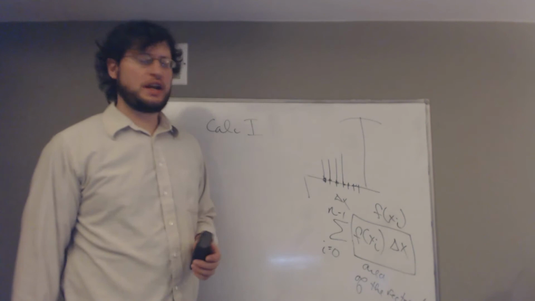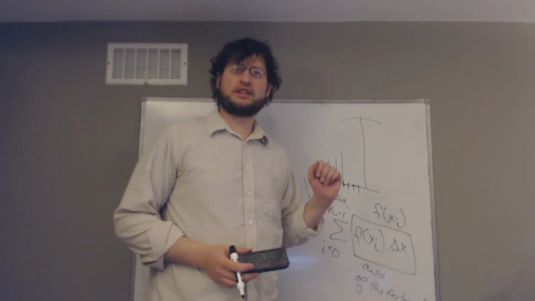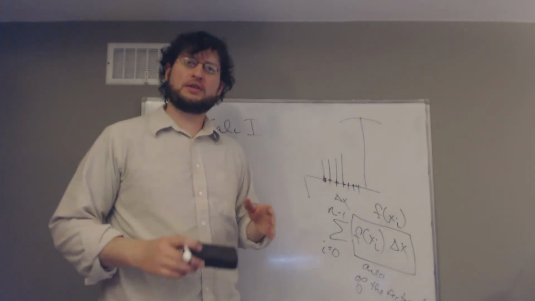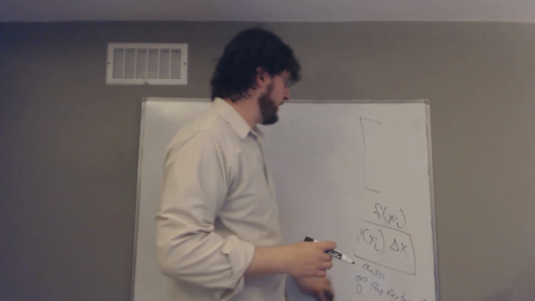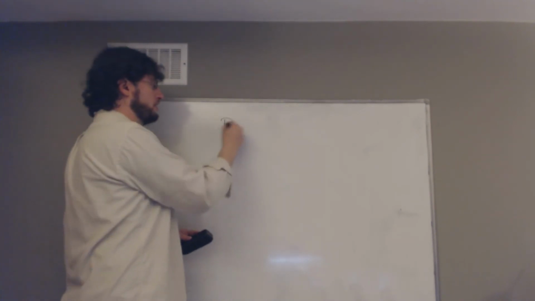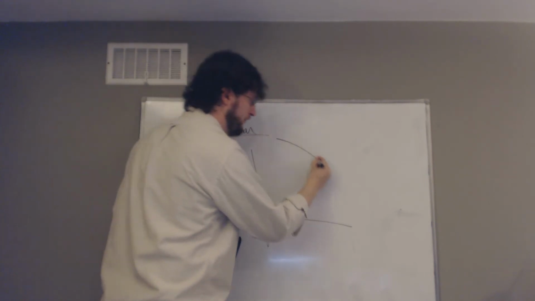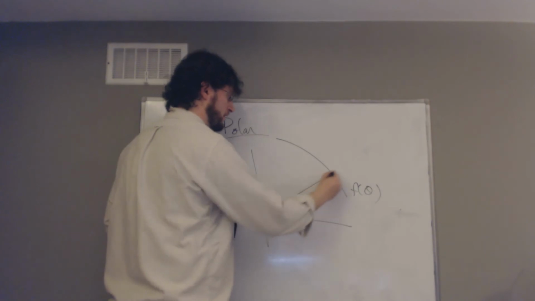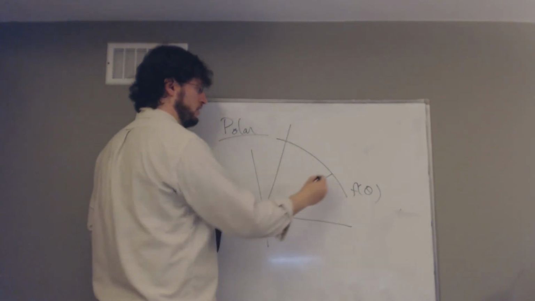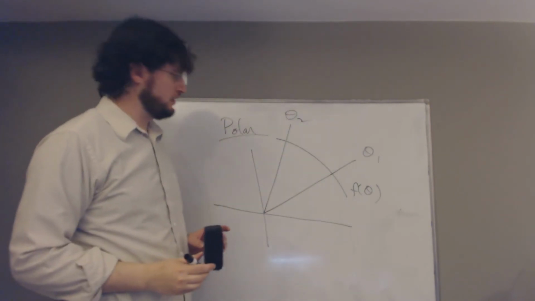So I added up a whole bunch of areas of rectangles, and I could simply multiply f at x times dx, because the area of a rectangle is just the base times the height. It's a bit more complicated now in this polar situation, because now we've got our function, which is out here. We've got these theta 1 and theta 2, which bound things.